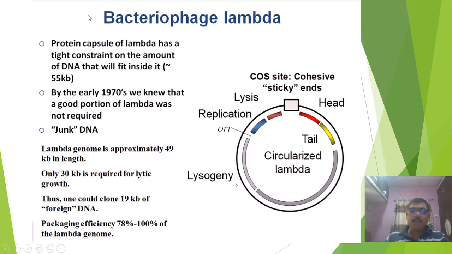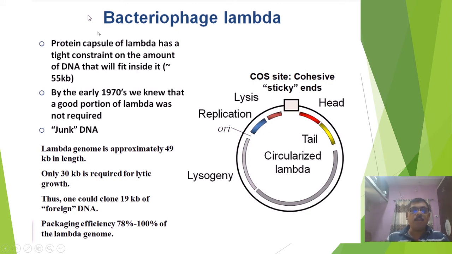In the lysogenic pathway, it integrates into the chromosome of the host, and in the lytic pathway it replicates and the lysis of the cell is done. Therefore, some of these genes encode enzymes which are physiologically important for the virus, and these other regions are not physiologically important for the virus. So you can cut this DNA from the virus, and instead you can introduce the foreign DNA.